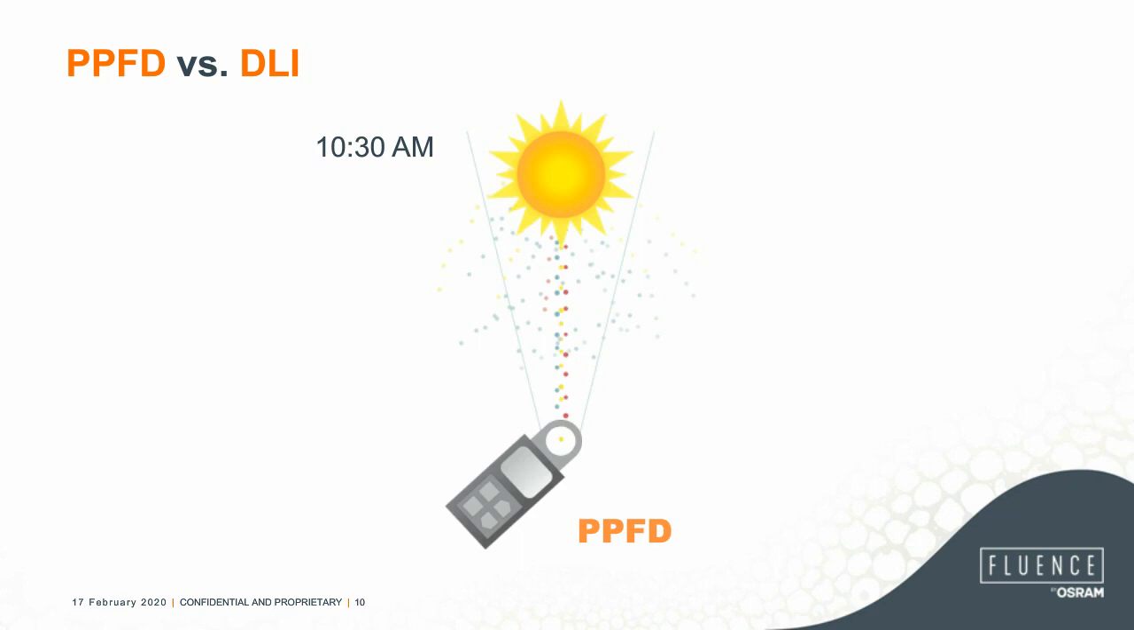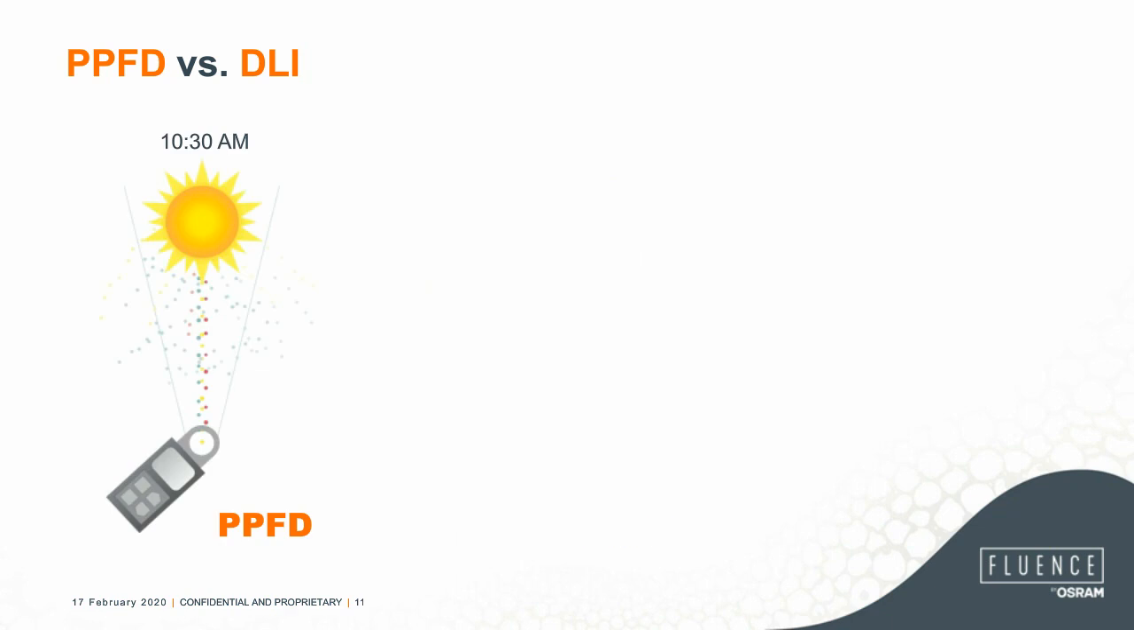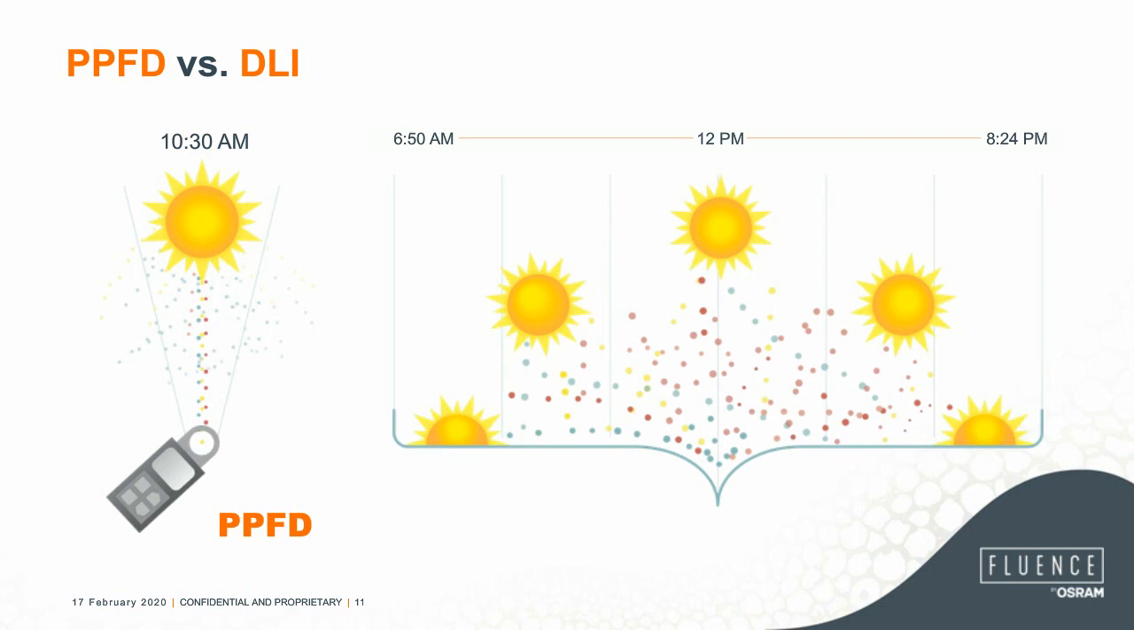So how does this compare to DLI? Well, from the diagram you can see here, we have a duration of time. And through this duration of time, which we consider the photoperiod, there's photons that accumulate on the surface or the canopy of the plant. This accumulation of photons over this period is what we consider DLI. And so it's important for growers to understand that, and I'll show you why in later slides.